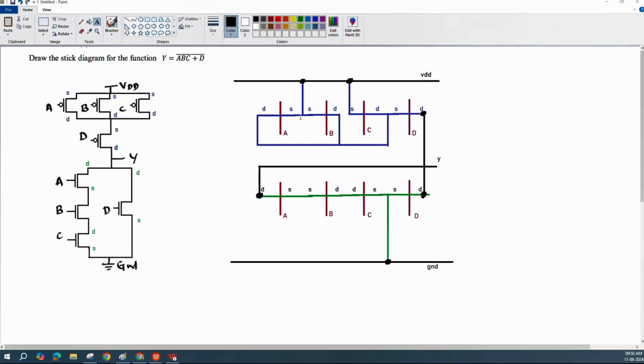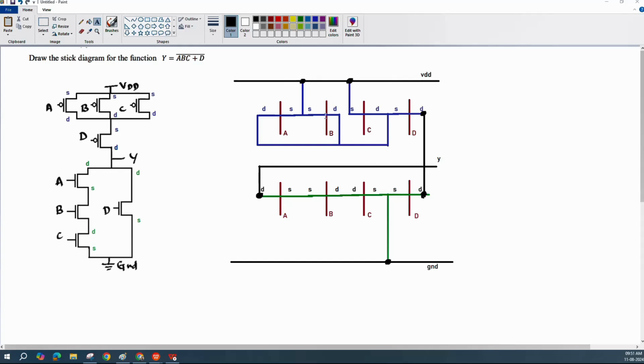So now you can see this is the complete stick diagram for the expression given. I have mentioned the terminals here clearly, where is source, where is drain, and according to that you need to make a connection, and where the 2 layers are connecting. See here the metal is connecting to diffusion in the source connections. That's why I need to connect VDD with a dark indication like this.